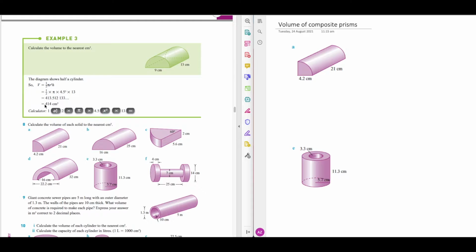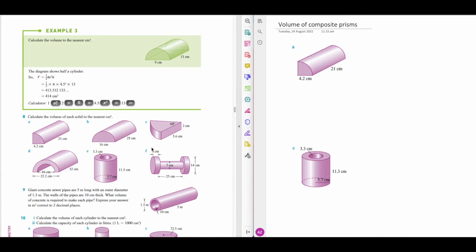Multiply by 13. Type it into your calculator, and you get this long number. Because the question says nearest centimeter cubed, round it to the nearest number, so you get 404 cubic centimeters. So that's that. Now, what I'm going to do is go through some examples of question 8. And I suggest you do all these questions, all right? Because you really need to do all these questions if you want to do well in your test. If you're just going to skip some of them, it's not going to be good, all right? So let's take a look.